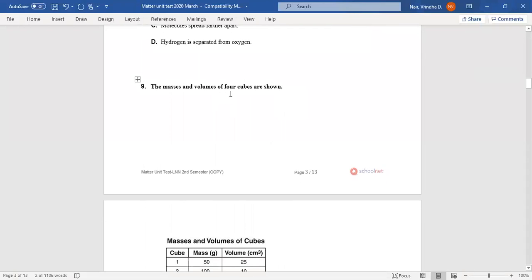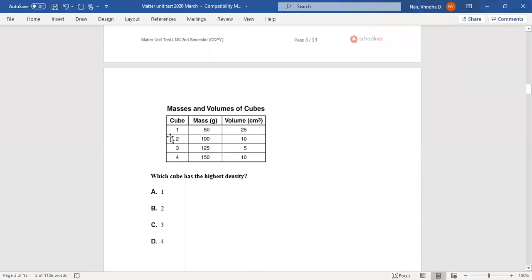The mass and the volume of 4 cubes are shown. It says cube number 1, 2, 3, and 4. The mass of cube number 1 is 50. The mass of cube number 2 is 100. The mass of cube number 3 is 125. Cube 4 is 150. The volumes are shown here. Which cube has the highest density?